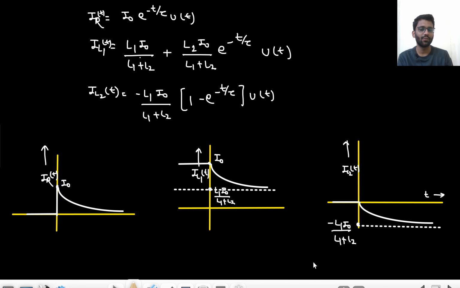Now you can draw the graph of VL1(t), VL2(t) as well. There will be no impulse. Why will there be no impulse? Because the current is not changing instantaneously. So no impulse will be there. What do you think will be the expression of VL1 and VL2?